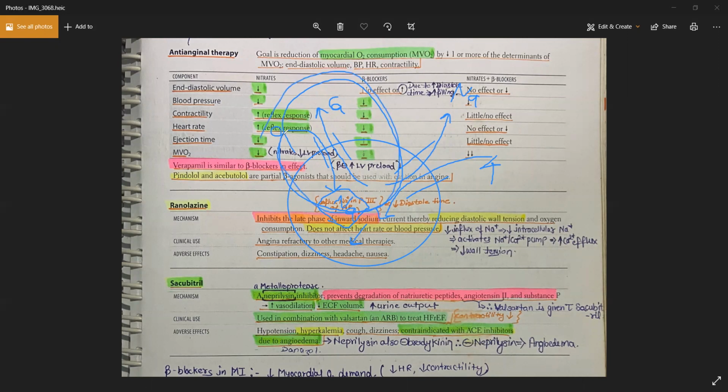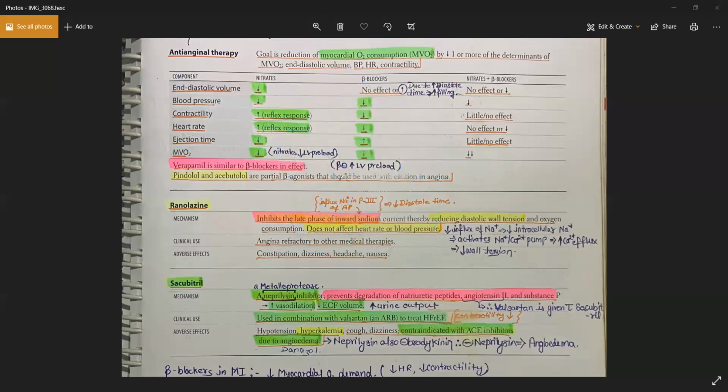Okay. And when the pump gets activated, what does it cause? It will cause more influx of the sodium and more outflux of the calcium. And now you can see the concentration of calcium is decreased. And when the concentration of calcium is decreased, what's going to happen? The contractility will be reduced.